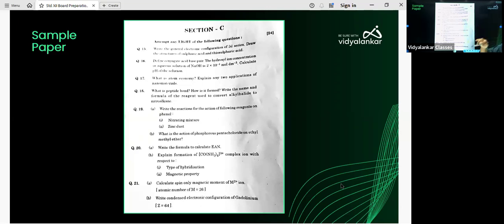As I said, these 3 marks can be subdivided as 2 plus 1, as 1 plus 1 plus 1, or directly 3 marks. Okay, so see here, this question number 19, this is 1 mark, this is 1 mark, and this is again 1 mark. So 3 marks are subdivided as 1 plus 1 plus 1. Here, if you observe question number 17, definition is asked for 1 mark. Explain any two applications for 2 marks. Okay, so 3 marks can be divided as 1 plus 1 plus 1, or 2 plus 1, or a direct 3-mark question can be asked. Okay.